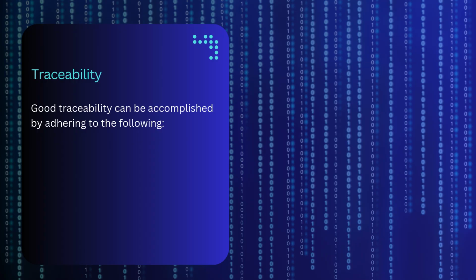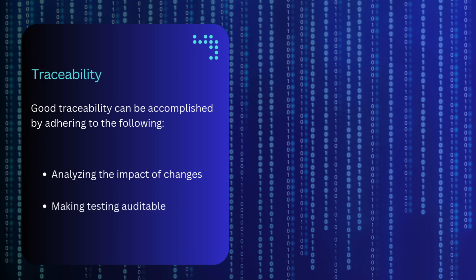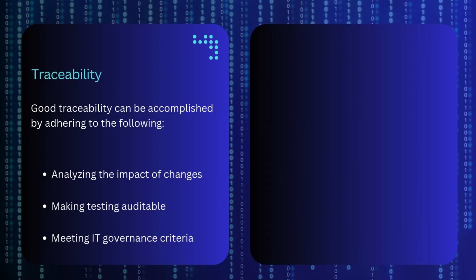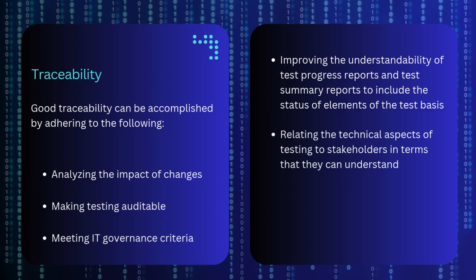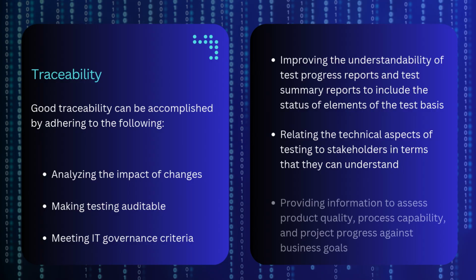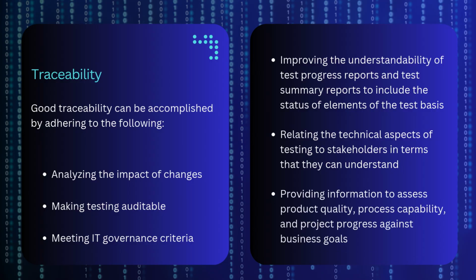Good traceability can be accomplished by adhering to the following: analyzing the impact of changes, making testing auditable, meeting IT governance criteria, improving the understandability of test progress reports and test summary reports to include the status of elements of the test basis, relating the technical aspects of testing to stakeholders in terms that they can understand, providing information to assess product quality, process capability, and project progress against business goals.